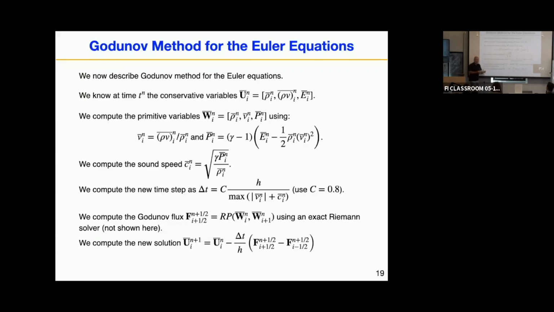Okay, so those primitive variables, why do we use that? It's because it's much easier to manipulate. All the basic equations are expressed in the form of the primitive variable.